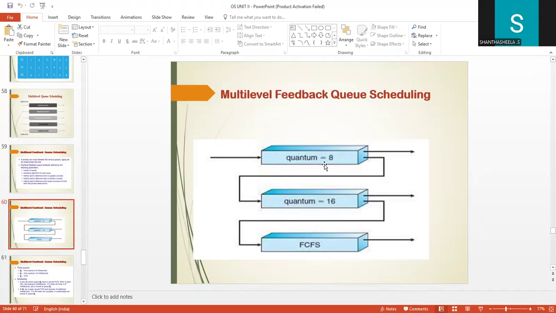When the time quantum of 8 expires, even if some processes are left over in that particular queue, those processes will be made to enter the next level queue, whose time quantum is 16 seconds. Similarly, in the next queue, if there are processes pending after the time quantum of 16 expires, those processes are scheduled using the FCFS algorithm. That is why it is termed multi-level feedback queue scheduling.